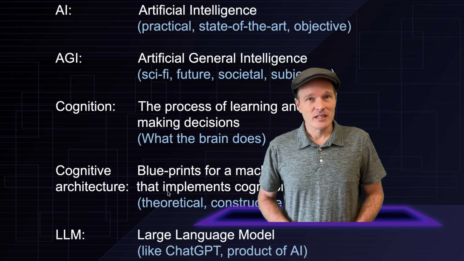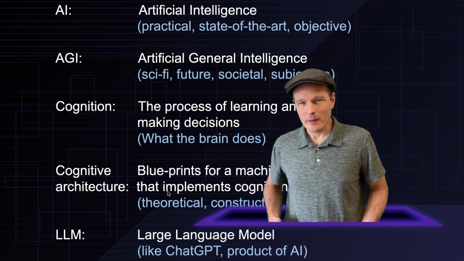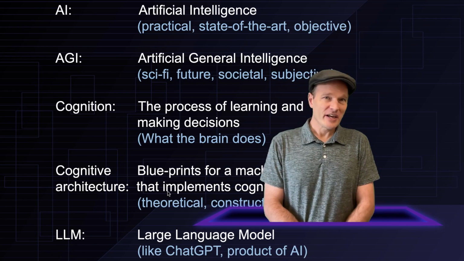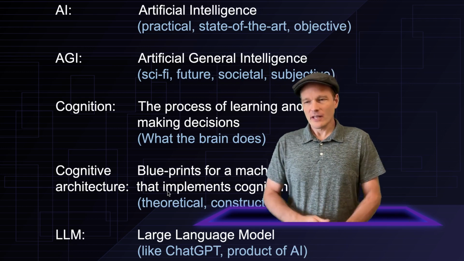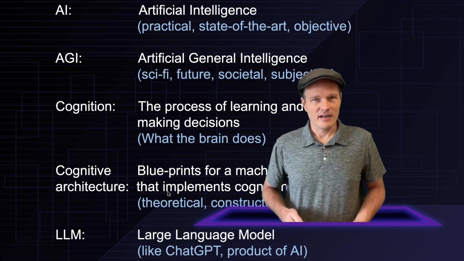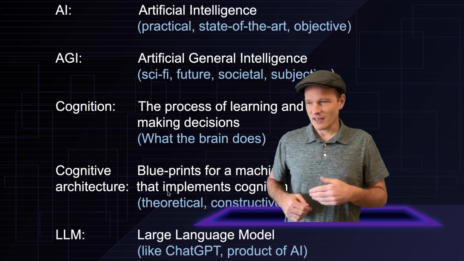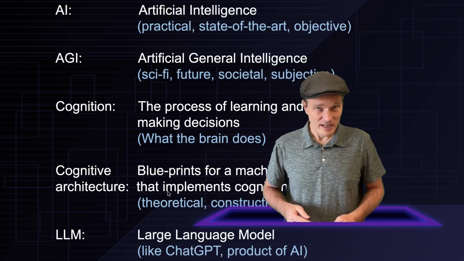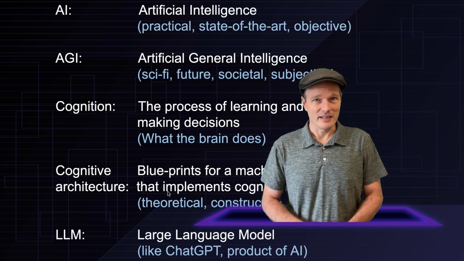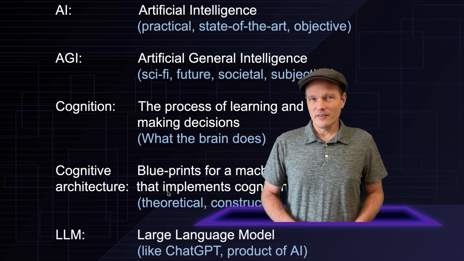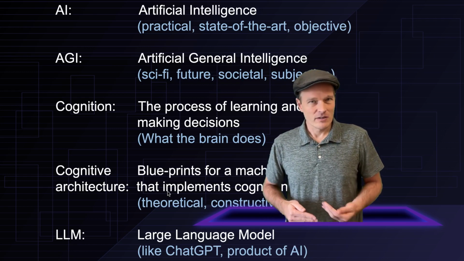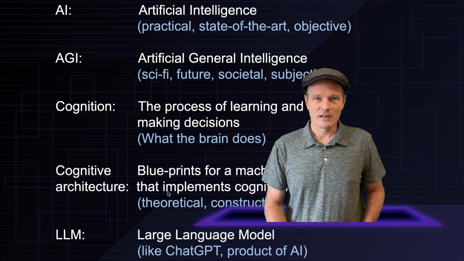And LLM stands for Large Language Model. The most popular large language model is probably ChatGPT right now. Large language models tend to be the products of AI. That is, they're not so much designed using principles of neuroscience as they are trained using big data. In this talk, I want to explore using large language models to try to build a cognitive architecture.